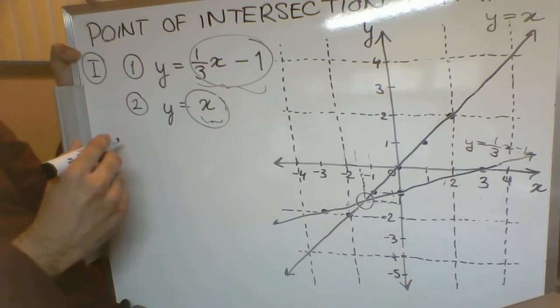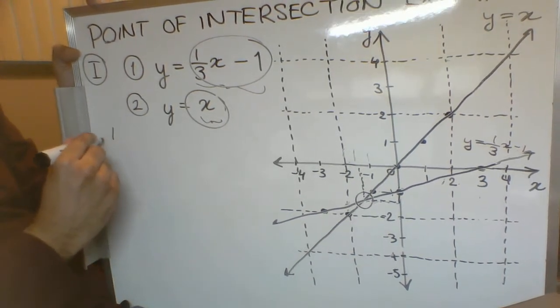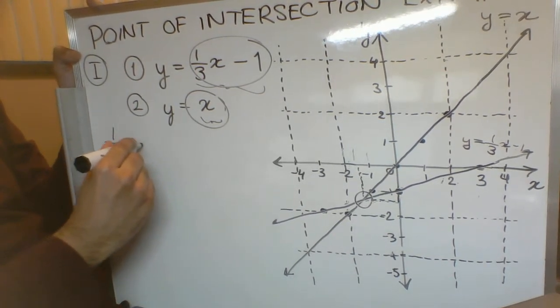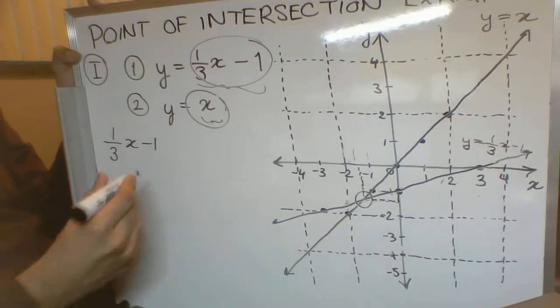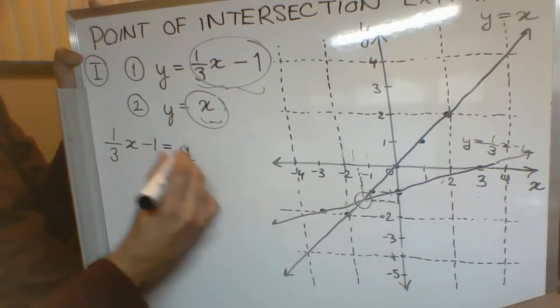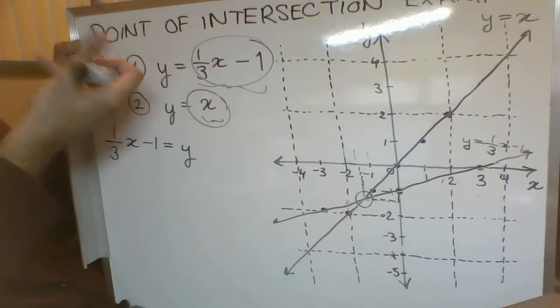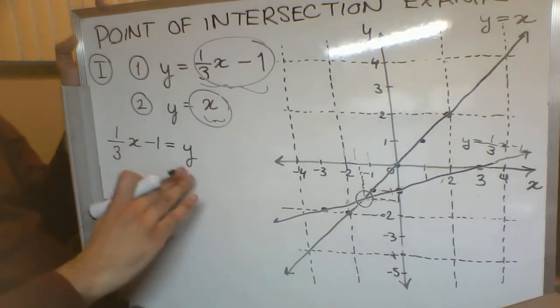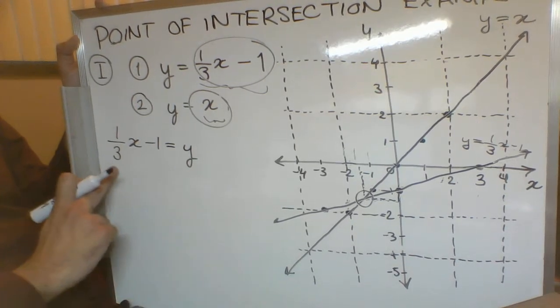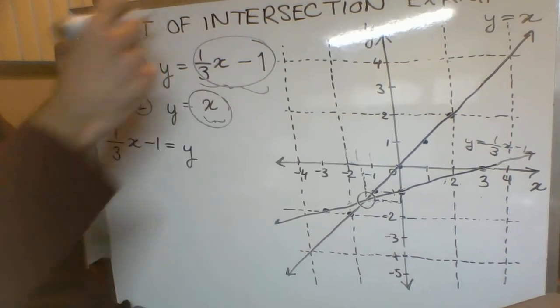Now, for your point of intersection, your y value is going to be the same, which means that this thing and this thing need to be equal at that point. So we have 1/3 x minus 1 from equation 1 is equal to y. So far I haven't changed equation 1. I've just switched sides. I've put the y on the right side. We've still got y equals 1/3 x minus 1, the same thing we had before.